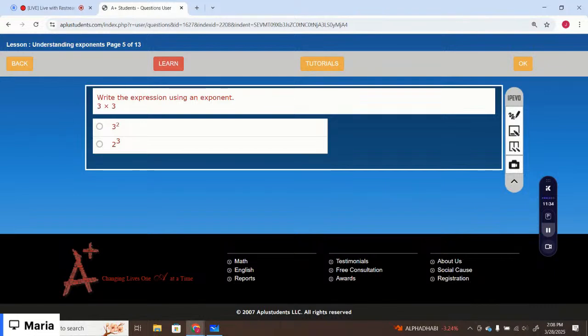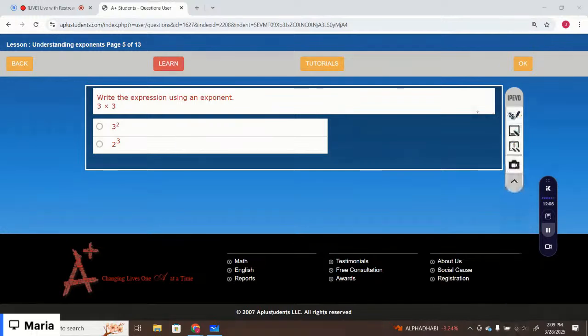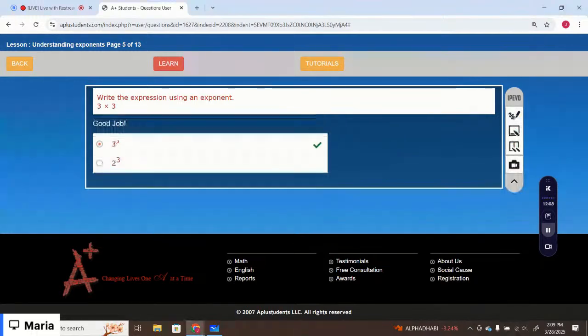Write an expression using an exponent. 3 times 3. So you are multiplying 3 two times. That is 3 squared. We can write it as 3 squared. Option number 1 is the correct option.